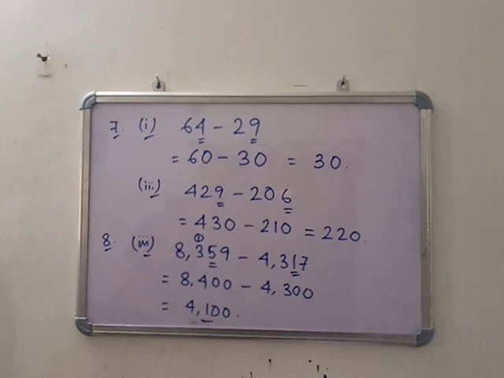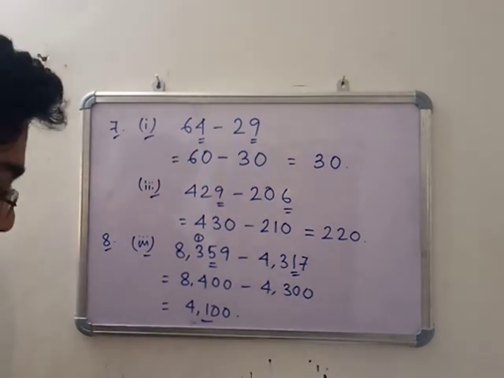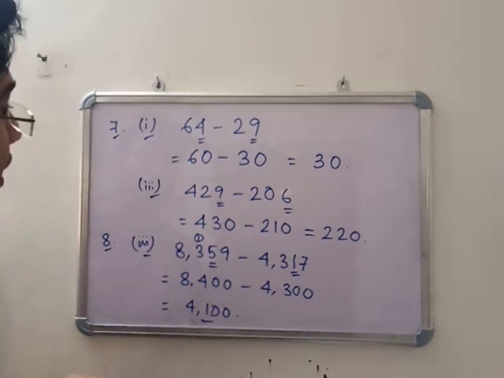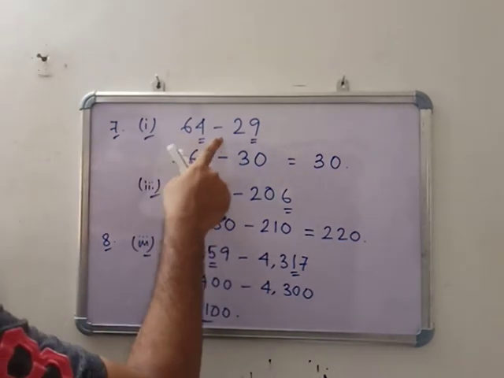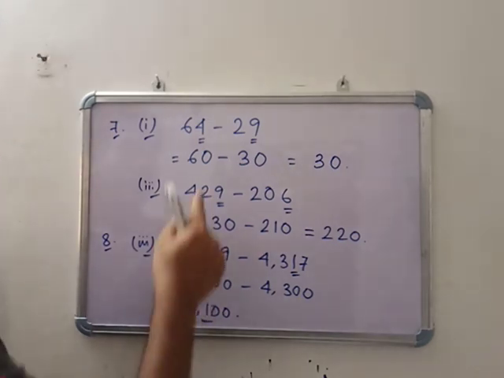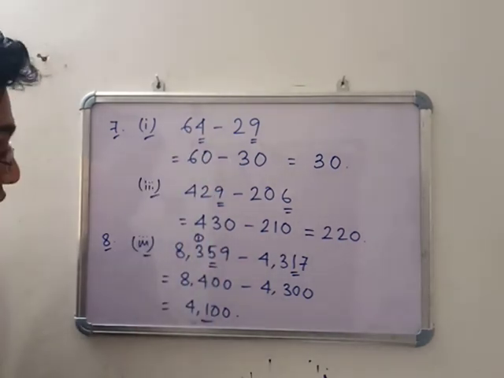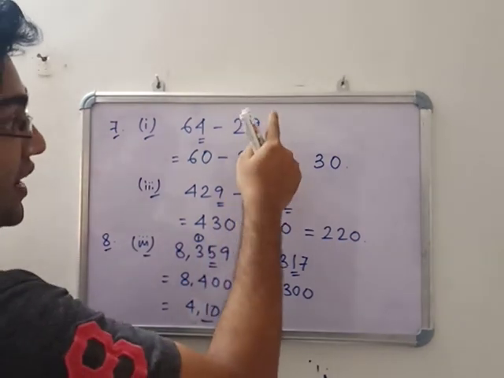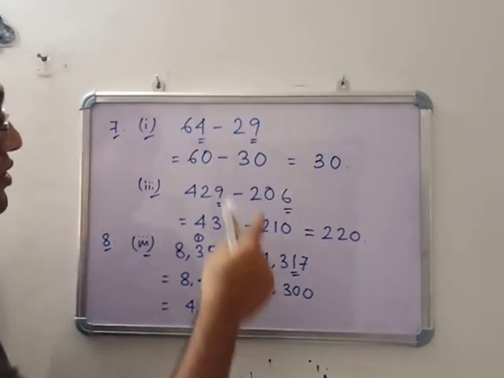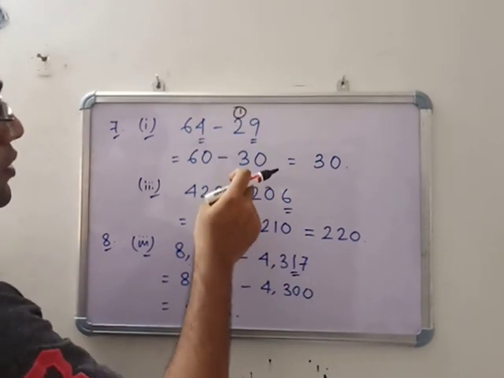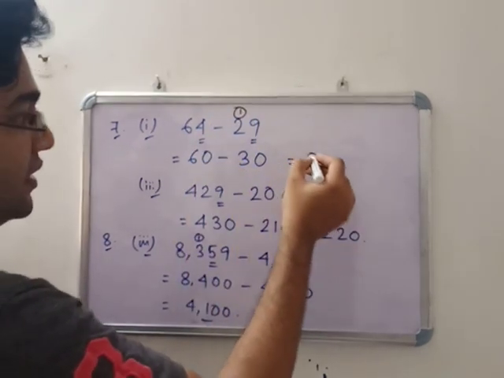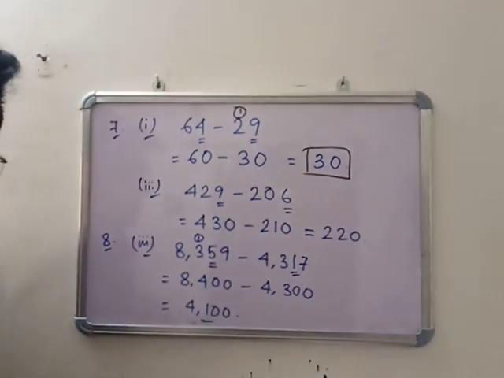So in number 7, see that approximate difference nearest to 10. So difference means subtraction is there. So 64 minus 29 is given. The last number is 4, which is less than 5. That means 60, no number is added. And similarly the last number is 9, that means one is added. So this is 30. So 60 minus 30, this is 30.